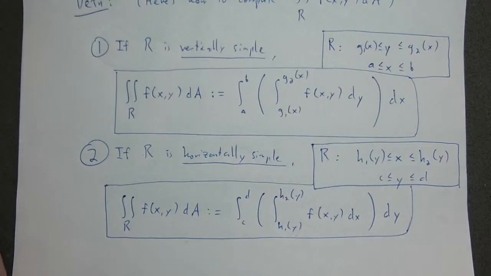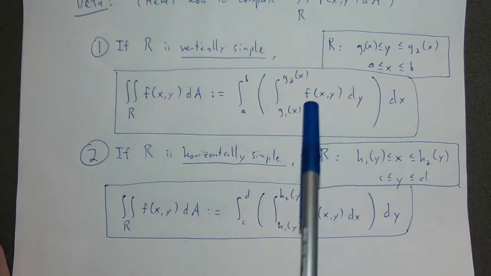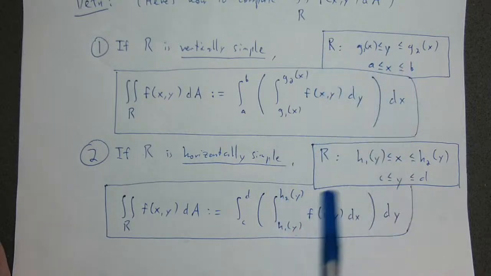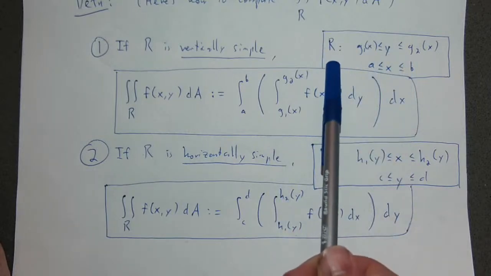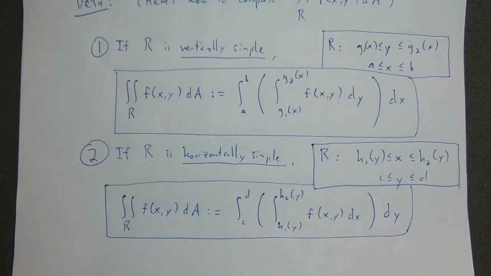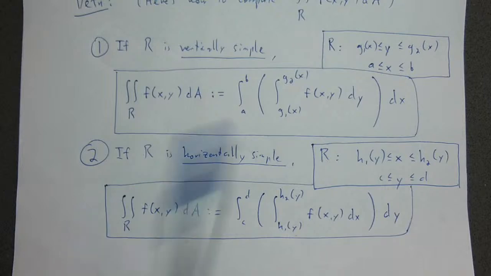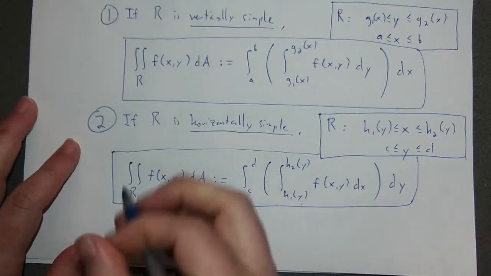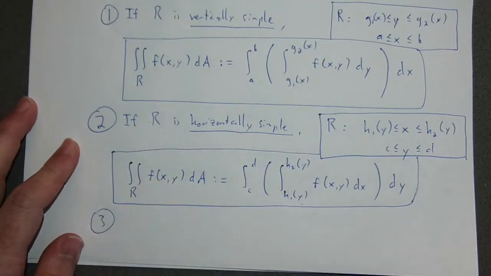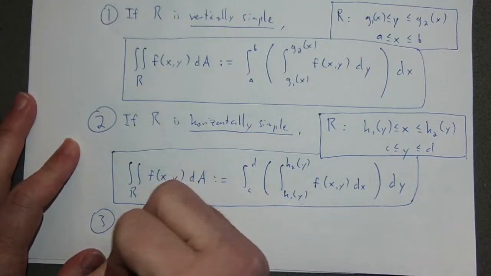However, note that it's not as simple as just swapping the order because you have to come up with a description for R being vertically or horizontally simple. What do I mean? Even if R is both, if R is simple, then you have a description here of R as a vertically simple region. But that's not the same as a description of R as a horizontally simple region. So you would have to find that if you didn't already have it before you could swap the order. We're going to see some examples of swapping the order here.